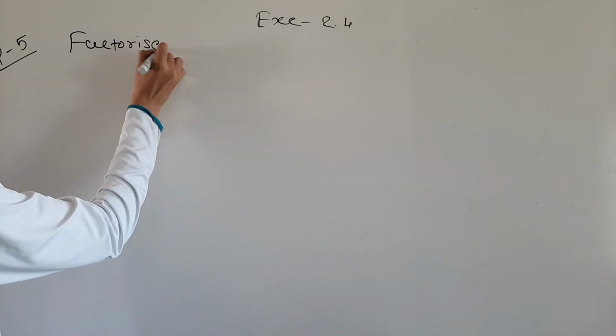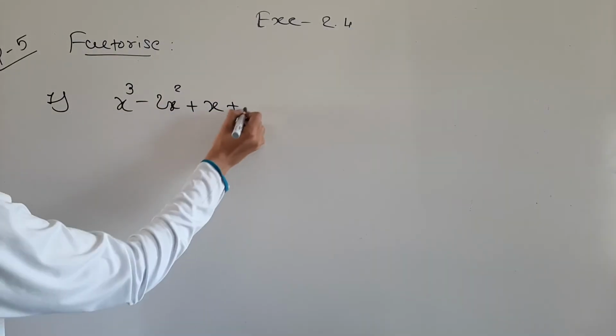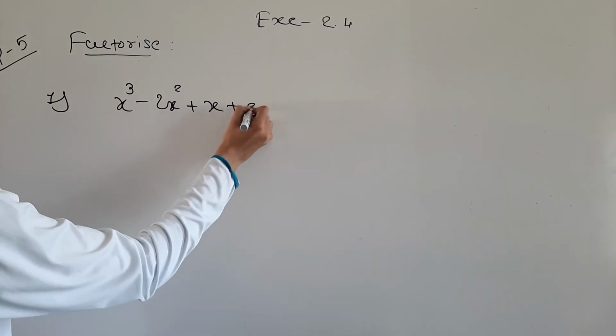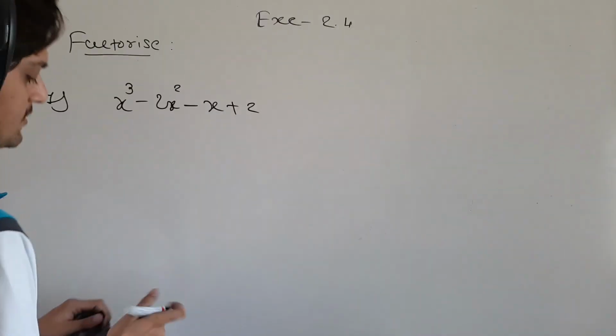Okay, factorize. What we have to write first: x cube minus 2x square minus x plus 2. The first question is x cube minus 2x square, sorry, minus x plus 2. Minus x plus 2. Clear?